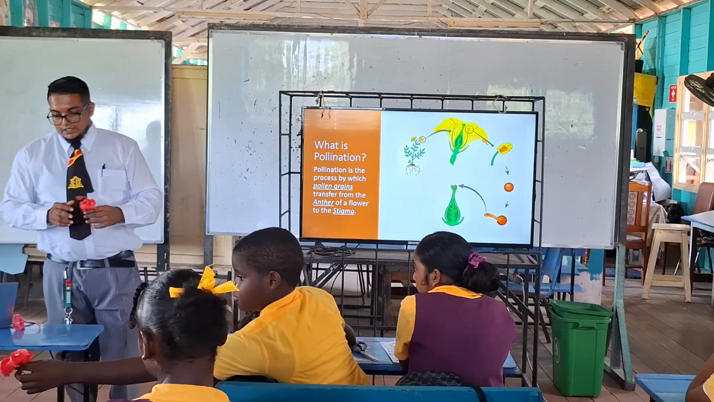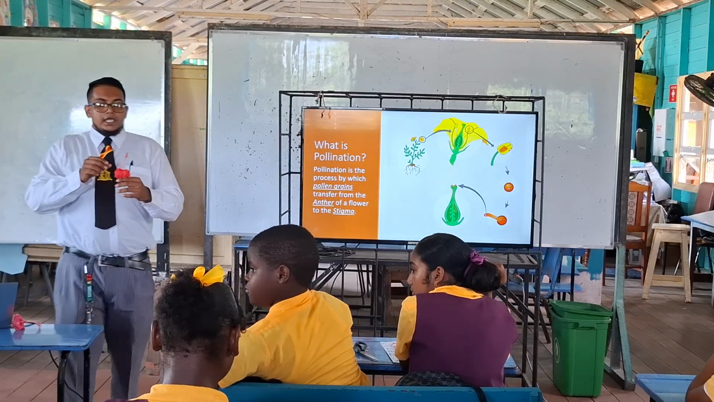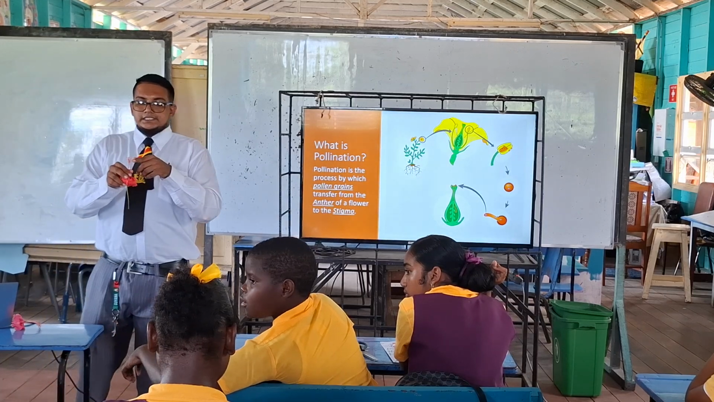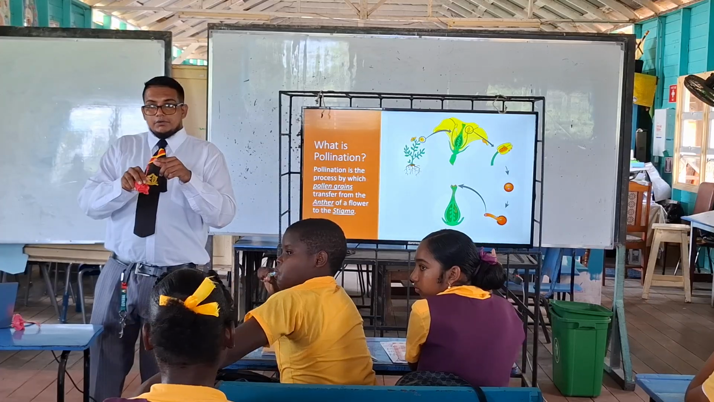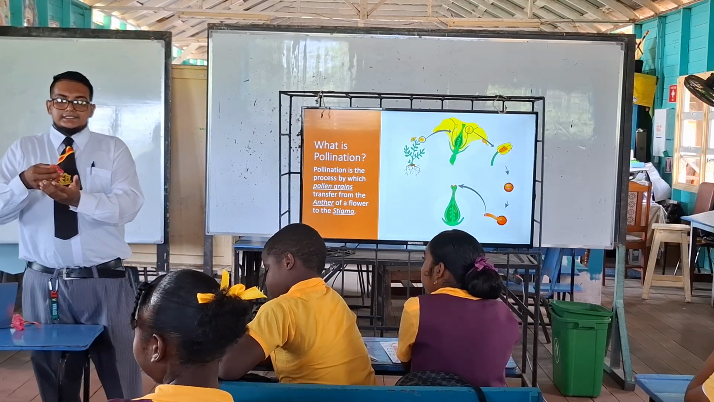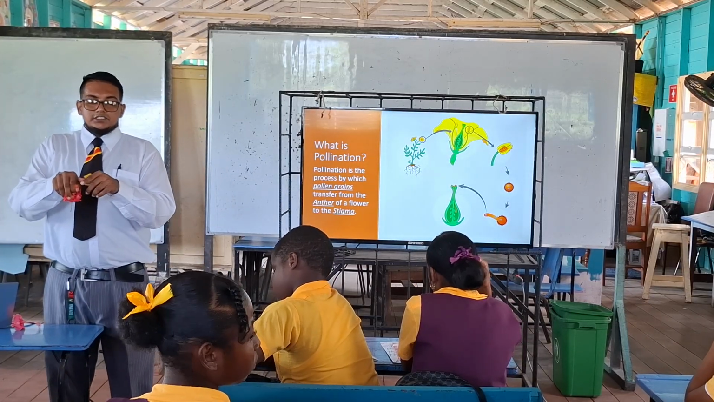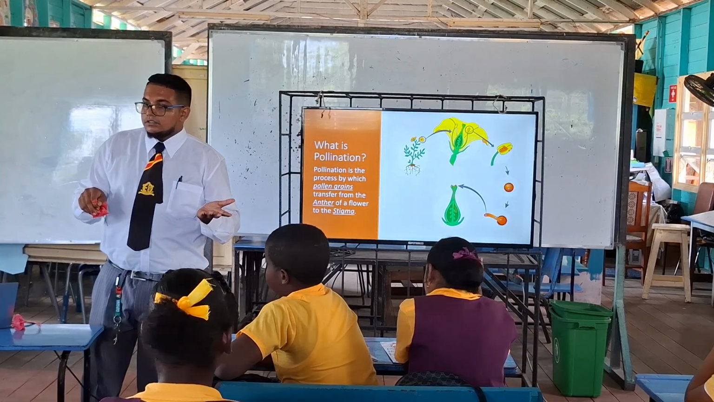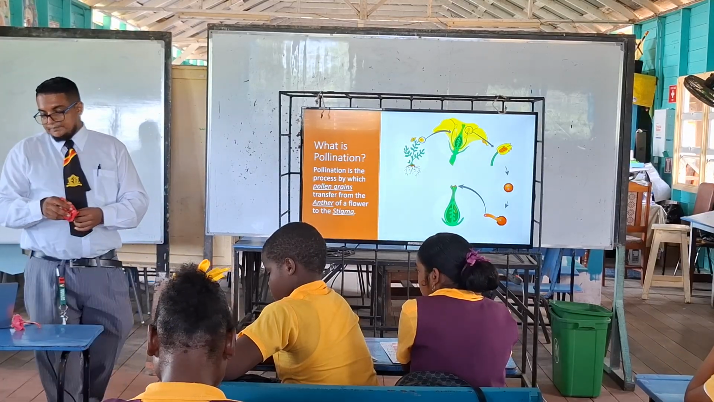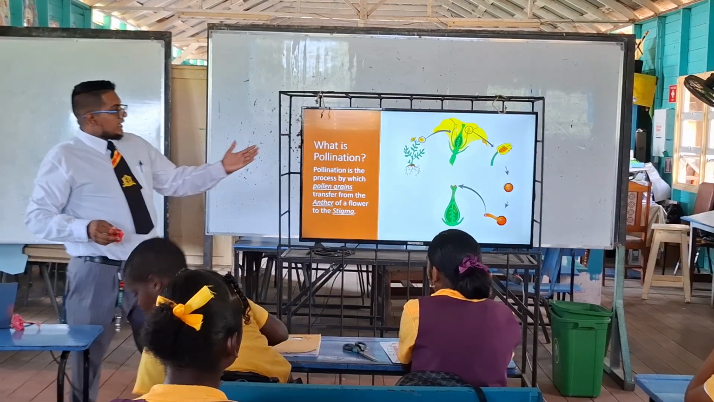Right? Now, pollination is the movement of this pollen grain from the anther to the stigma. Everybody follow? And if you look at the stigma right now, we got some pollen grains right here. So that means pollination has what? Pollination has occurred. Correct.